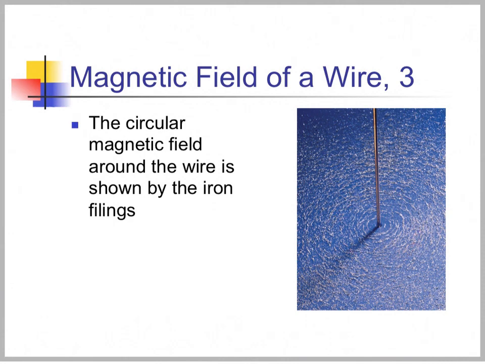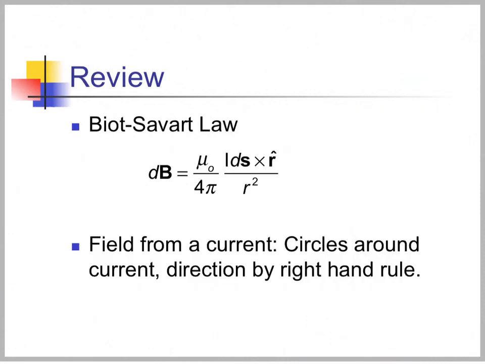So, we can review what we talked about today. We started with the Biot-Savart law: dB is equal to mu naught I over 4 pi, ds cross r hat over r squared. And we can use this to integrate to find the magnetic field due to any current element. And we looked at fields from currents. They form circles around the current, and the direction is always determined by the right-hand rule.